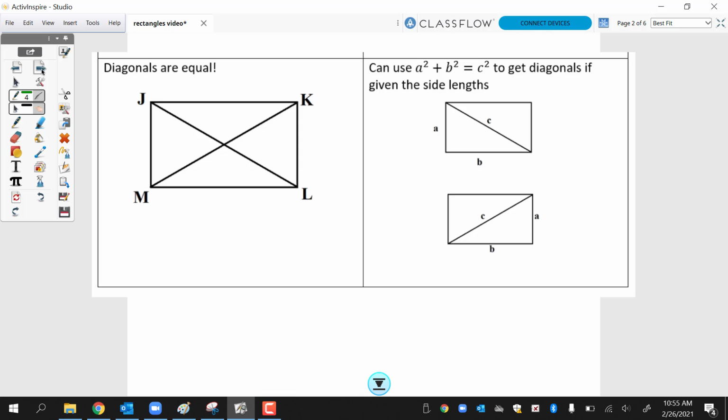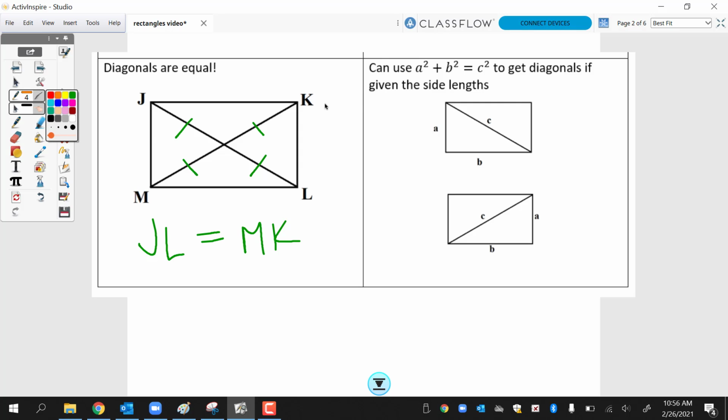What else do we got? We got that the diagonals are equal. So that means this whole line, which would be JL, is equal to the other diagonal, which is MK. And since those are equal, and we know that diagonals get cut in half because of parallelograms, all of those little parts, all of those lines are equal to each other. So those are properties you're going to need to know in some of our questions.